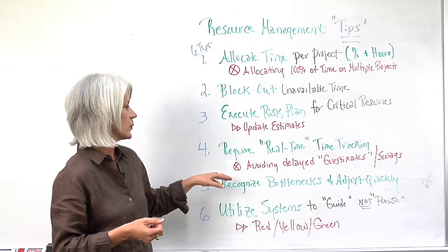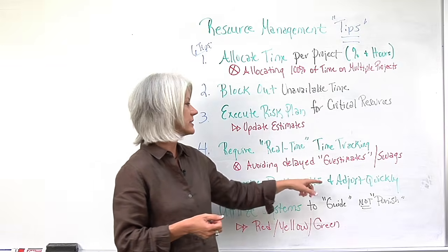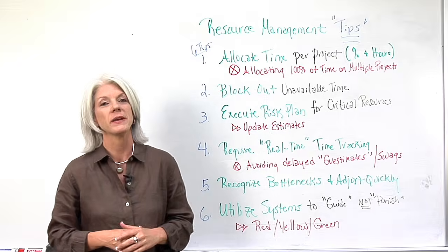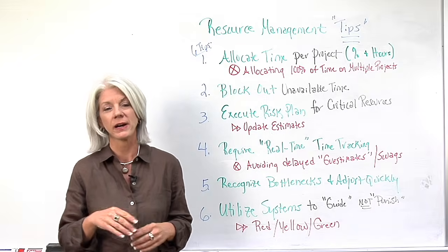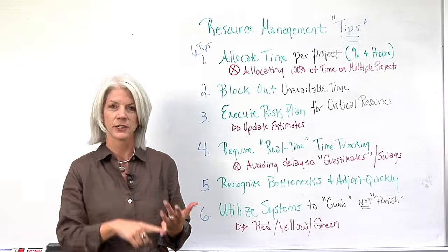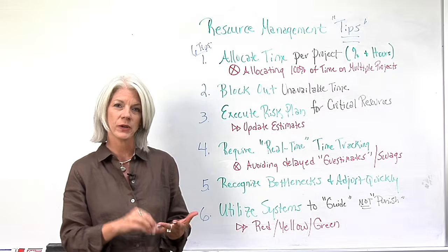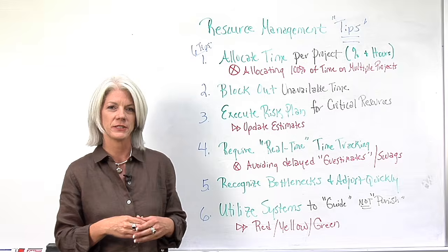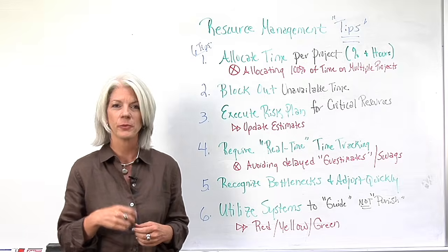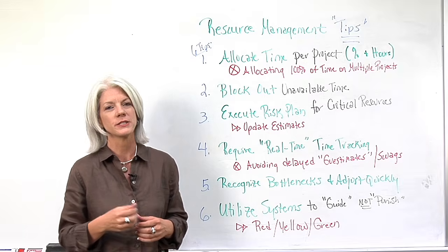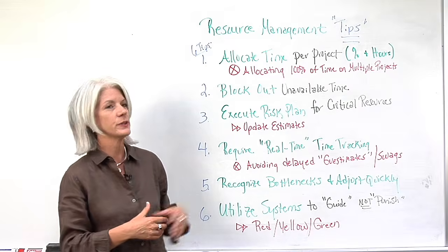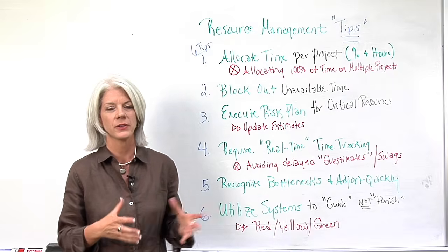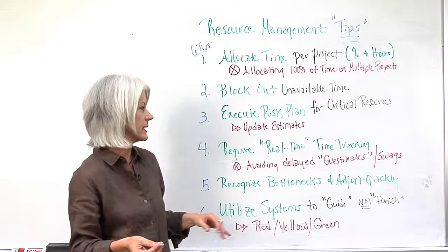Number 5, recognize bottlenecks and adjust quickly. A lot of times you may have people working on your project who are bogged down for some reason. Maybe they're stuck on a problem or an issue that can't be resolved, so they keep working it, and maybe they haven't asked for help or indicated they're having a problem. So it's important to watch your resources, watch the time, how they're working, and avoid any bottlenecks and get them help quickly.